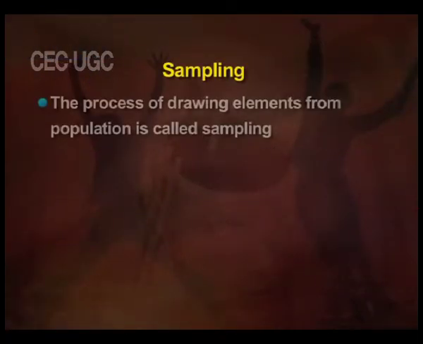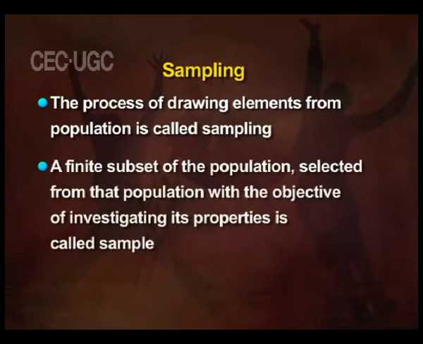We now move on to understand the concept of sampling. The process of drawing elements from a population is called sampling. A finite subset of the population selected from that population with the objective of investigating its properties is called a sample.